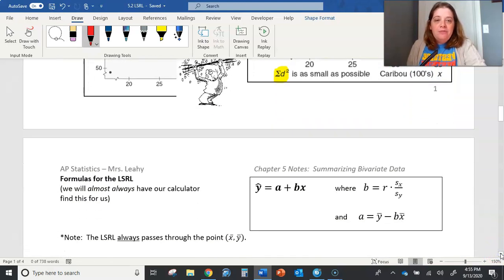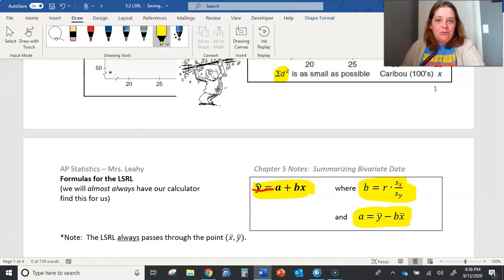All right, so the formulas are provided to you on your formula sheet. So you have your y hat equals a plus bx, and there is an equation on your formula sheet for b and an equation for a, so you could calculate those by hand if needed. Notice that we have the r, which we have a formula for, and the standard deviation of x and the standard deviation of y. We also have y bar, which is the average y value, and x bar, which is the average x value, which you could also calculate.